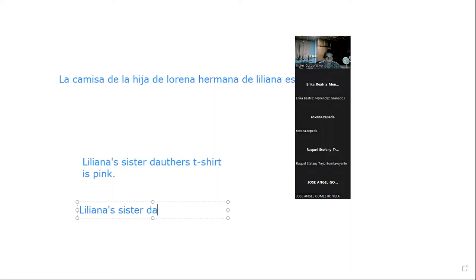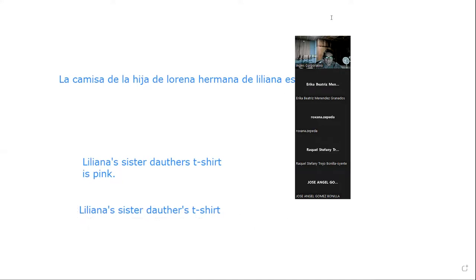Liliana's sister. Lorena's. Lorena's daughter. T-shirt. But if you raise there it's okay porque ya tenemos el sujeto. Sería un error gramatical poner otra vez el sujeto. ¿O quedó, lo confundí más o quedó claro?